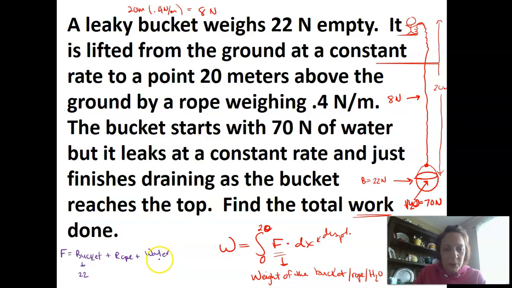All right, so let's talk about the water. Initially, I have 70 newtons of water. But slowly, slowly, slowly, I'm losing water. But it says it's a constant rate, right? It says it leaks out at a constant rate, linear. So I can figure out the rate at which that water is leaking out because I know that it's gone by the time it gets up here. So I know that over 20 meters, I lost all 70 newtons of water.